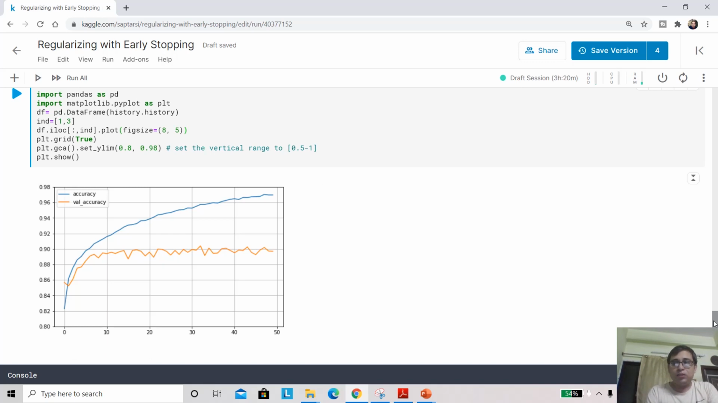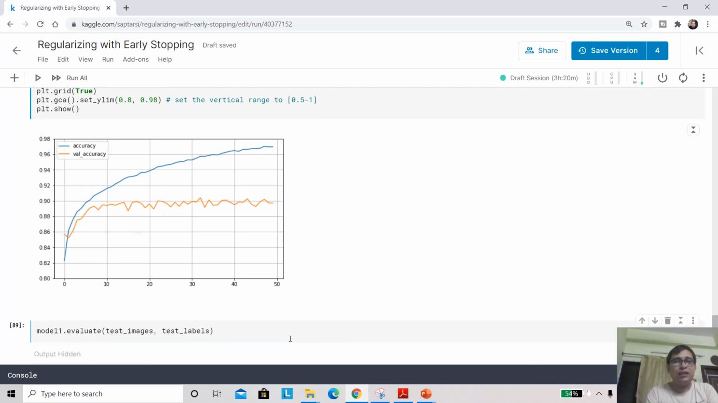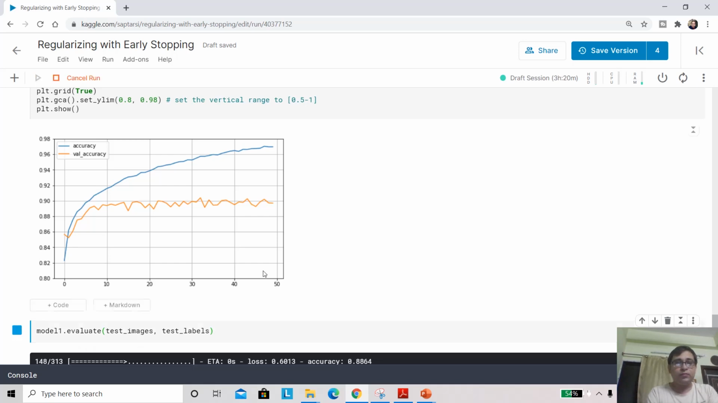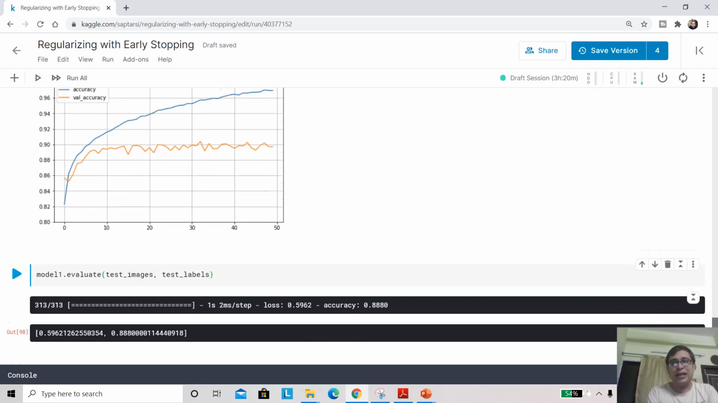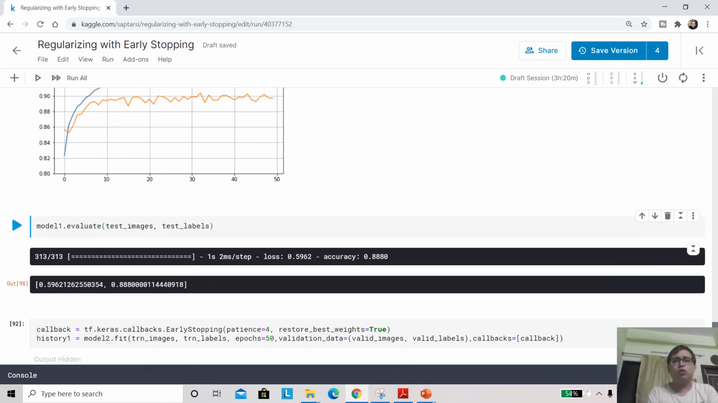Now let's evaluate this model and see how it is doing on the test set. We are getting an accuracy of 88.8%, which is of course not bad.